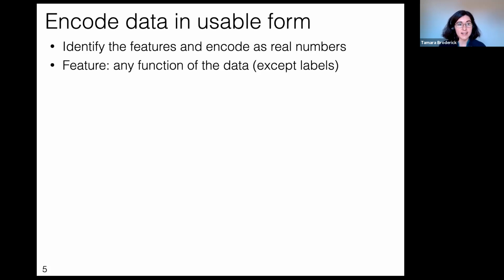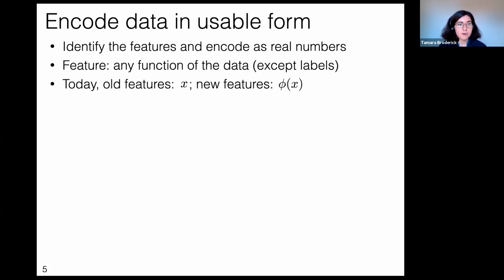And I mean that as there is a bunch of data that is not the labels, and it can be any function of what that is. In fact, it can just be the data itself. That's a perfectly fine set of features. That would just be the identity mapping from the data to the data. But we're going to look at some other functions today.